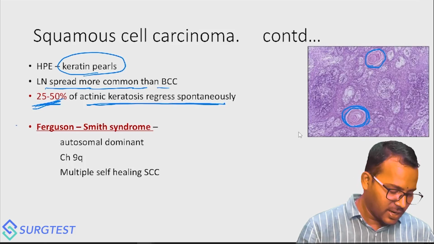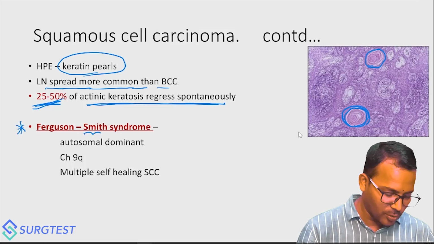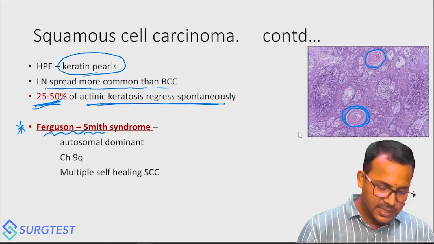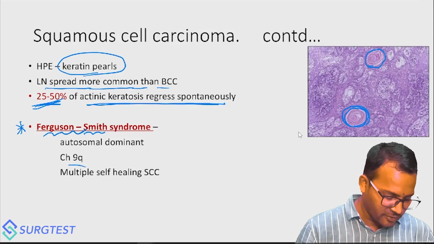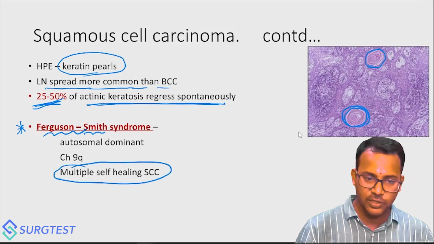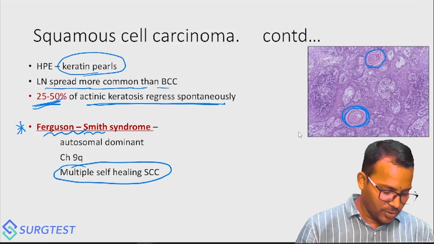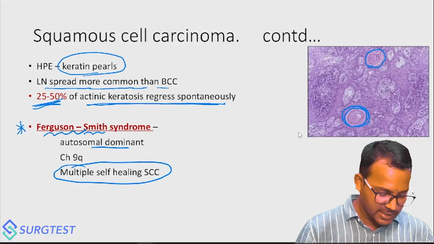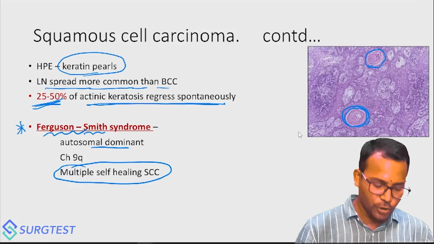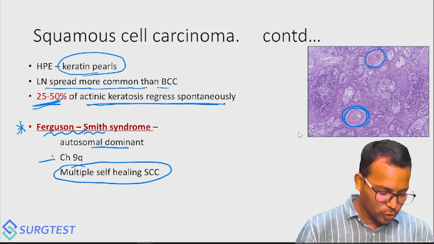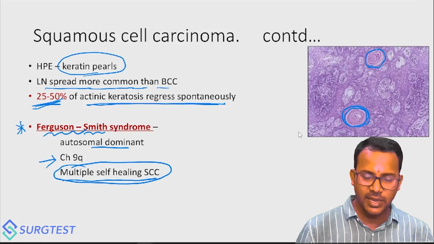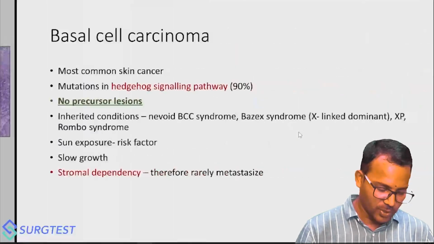A word regarding Ferguson-Smith syndrome. This is one syndrome where you have multiple self-healing squamous cell carcinomas. This is an autosomal dominant disease, related to a mutation in chromosome number 9, and here you have multiple self-healing squamous cell carcinomas.